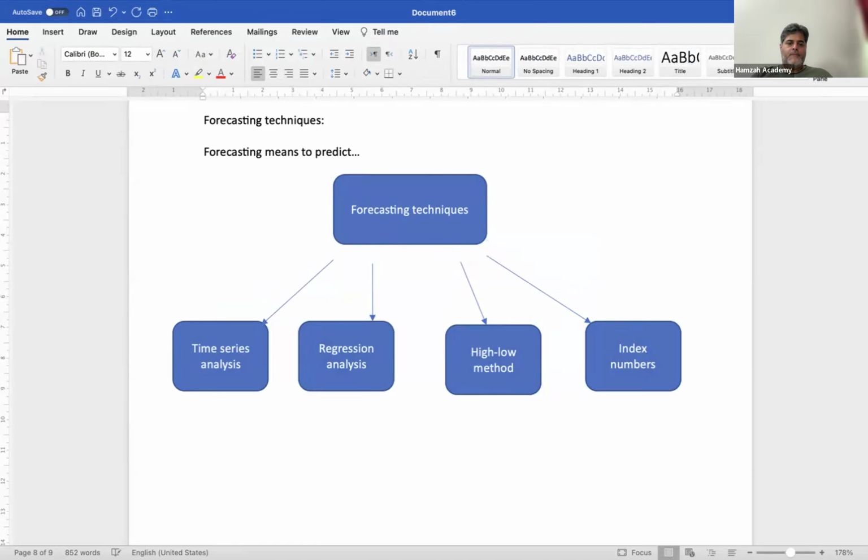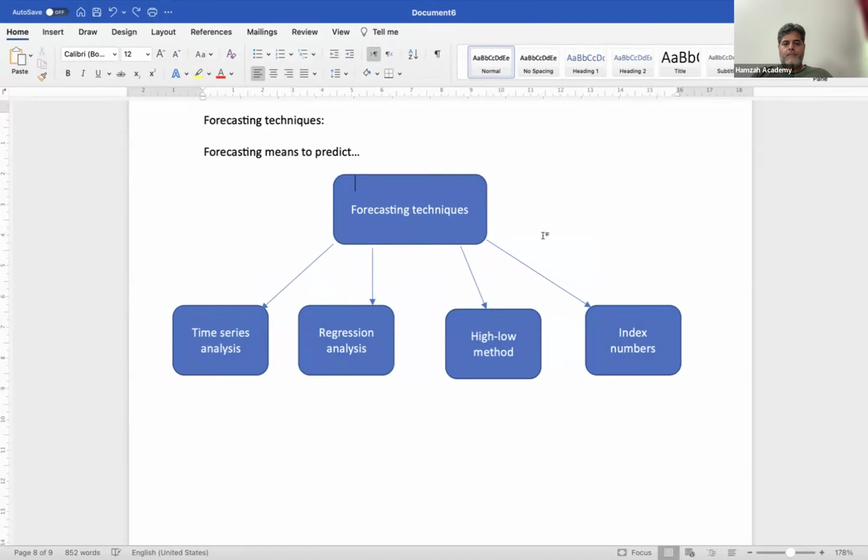Okay, I am unable to write. Okay, I'll write over here. Organizations need to predict about their costs and revenues, right? So this is what we have. And this forecasting technique is something that we will start from our next class, right?